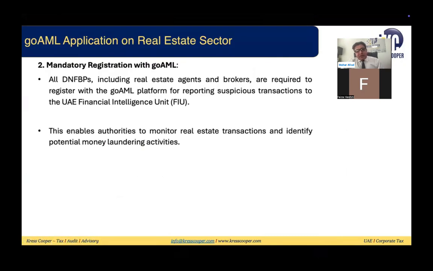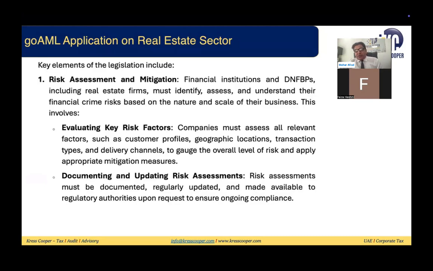So if you are subject to goAML, it means you are a real estate broker. If you are a broker, what do you need to do? First of all, you need to get yourself registered. No timeline is given for the registration. In the FAQs, it says that just after getting the commercial license you need to register as soon as possible, but there is no fixed timeline. It is better to register just after getting the license. Then what do you need to do after registration? What is your key role?